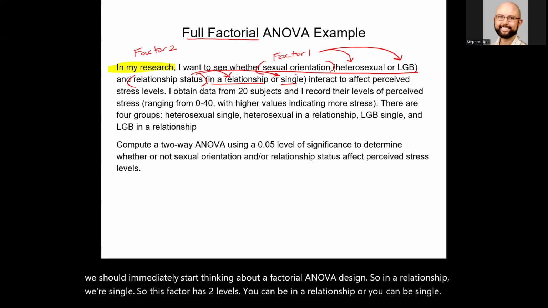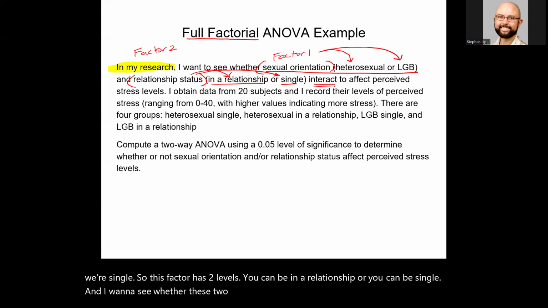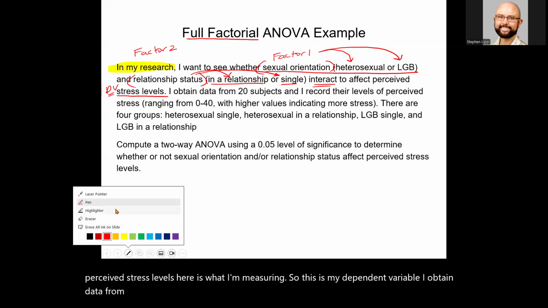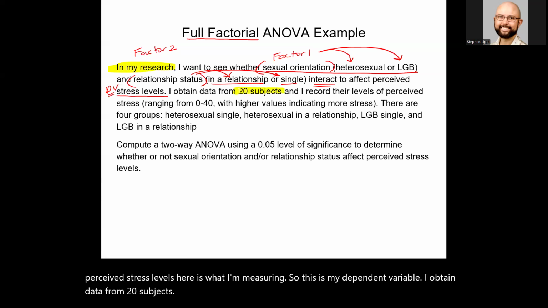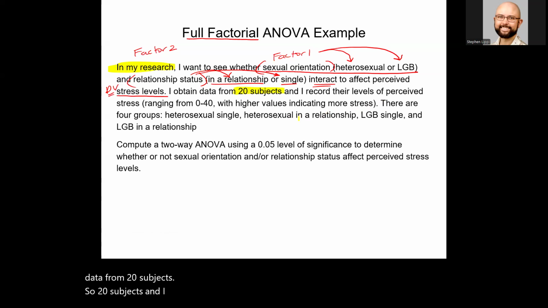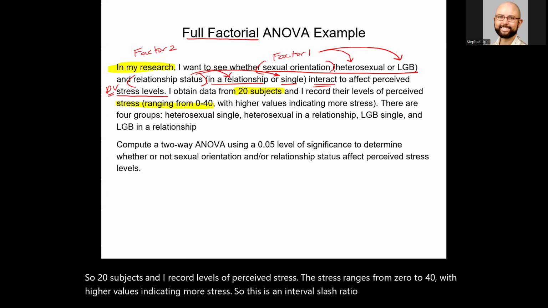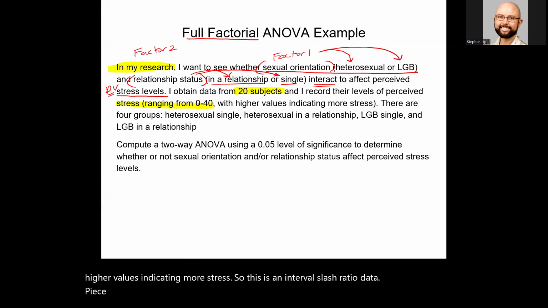And I want to see whether these two factors interact to affect perceived stress levels. So perceived stress levels here is what I'm measuring. So this is my dependent variable. I obtained data from 20 subjects. So 20 subjects, and I record levels of perceived stress. The stress ranges from 0 to 40 with higher values indicating more stress. So this is an interval/ratio data piece, right? The 0 represents an absence of stress, 40 is the highest level.